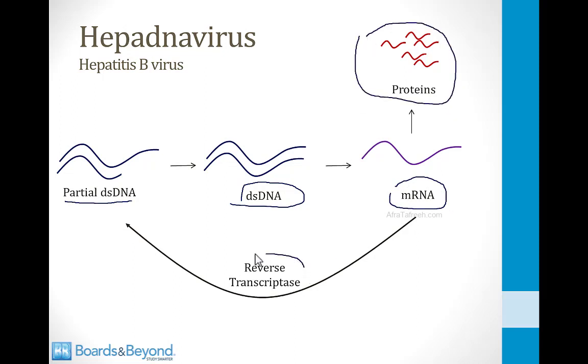One of those proteins is reverse transcriptase, and it will use the mRNA as a template to make new viral genomes of partially double-stranded DNA. And I talk about the symptoms and clinical features of hepatitis B in the module on viral hepatitis.